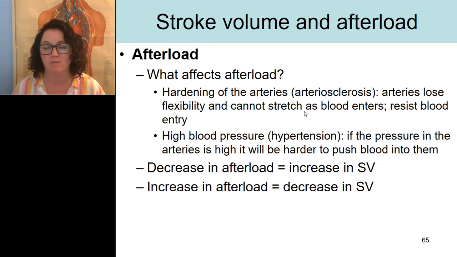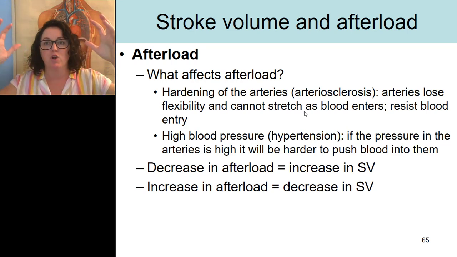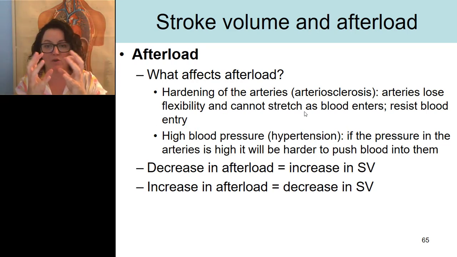What affects afterload then? Afterload can be affected by hardening of the arteries or hypertension, which is high blood pressure. So let's talk about hardening of the arteries. Another name for hardening of the arteries is atherosclerosis or arteriosclerosis. They're not exactly the same thing, but close enough for our purposes. When the arteries become hardened, they lose their elasticity. So arteries have the ability to expand and then retract back to their normal size. They're very elastic, right? When a high volume of blood comes into them, they can get bigger, and then when that blood leaves them, they retract back to their normal size.